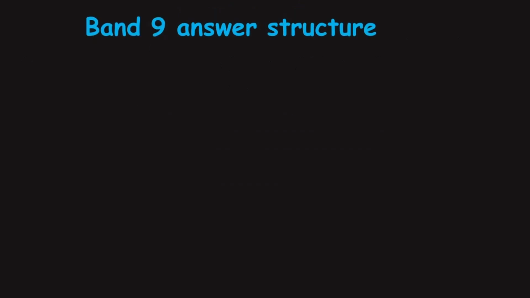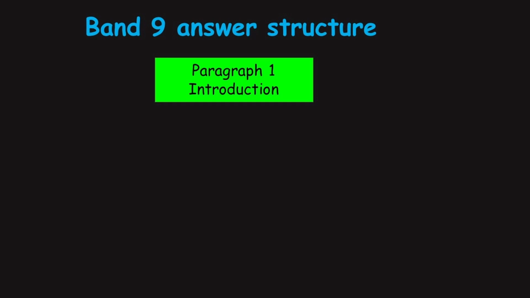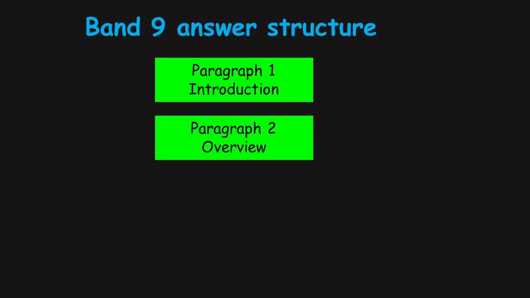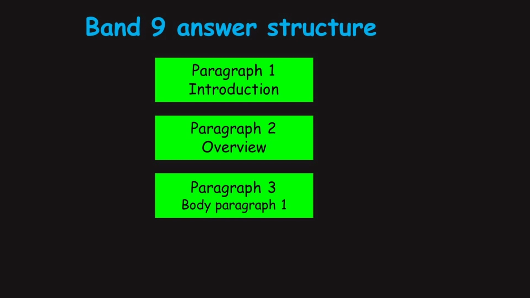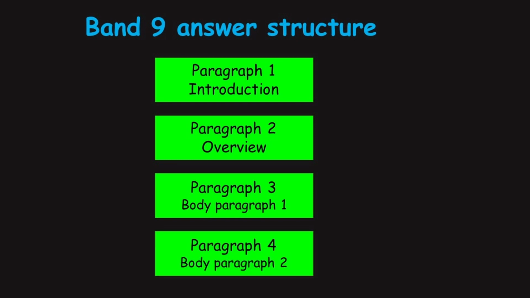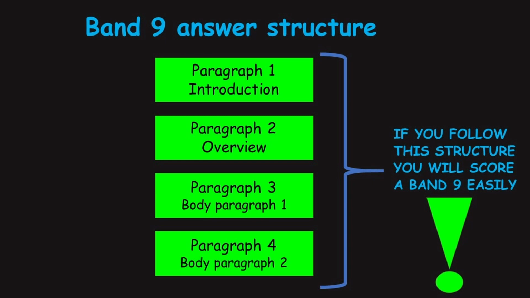Now let us have a look at this Band 9 scheme structure. Ideally, the report should consist of 4 paragraphs. Introduction. Simply paraphrase the task. Overview. The most crucial part, it's necessary to identify the trends. Body paragraph 1 and body paragraph 2. In body paragraphs 1 and 2 describe the trends from the overview in detail. By following this structure, scoring Band 9 is not an issue.